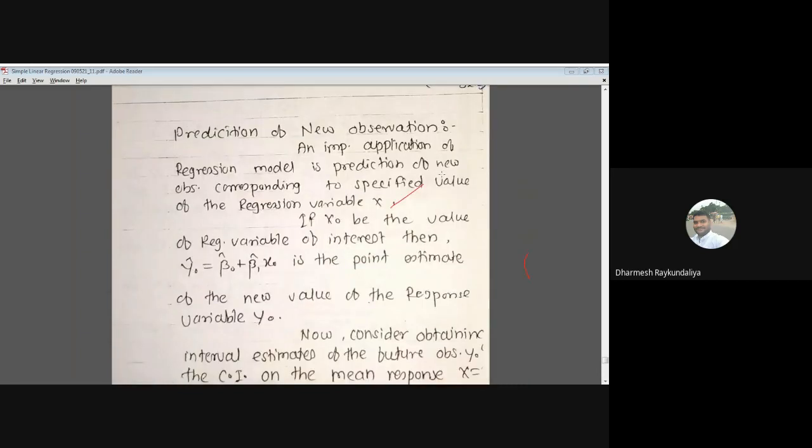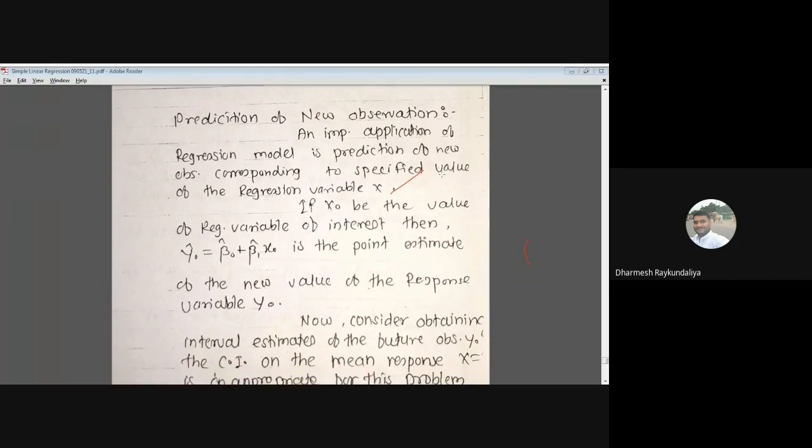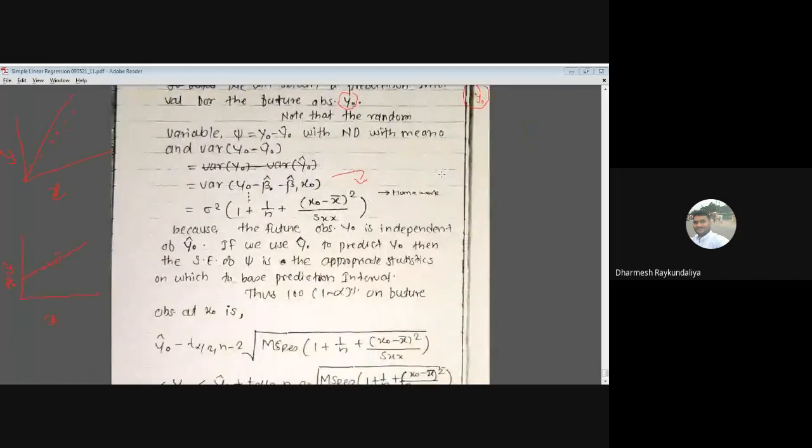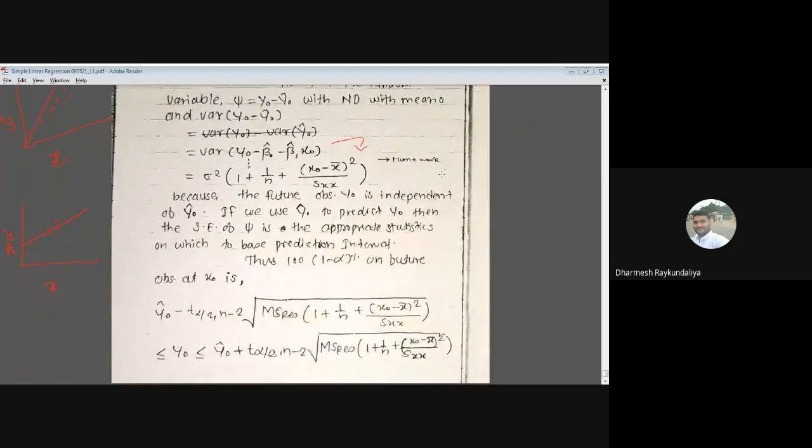That future observation is given by y0 cap equal to, using the same model, beta 0 cap plus beta 1 cap, where instead of x we use x0, and then we give the confidence interval. The only change is that in the standard error, when you find the variance, we have to add this 1 plus over here. So that is why we have obtained this. You can prove this.